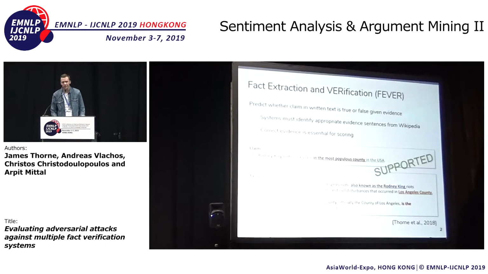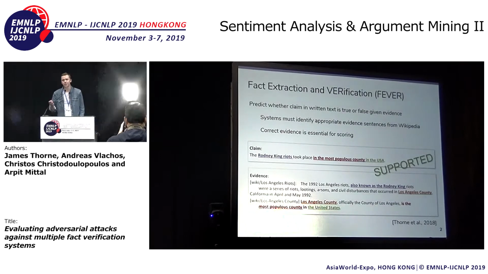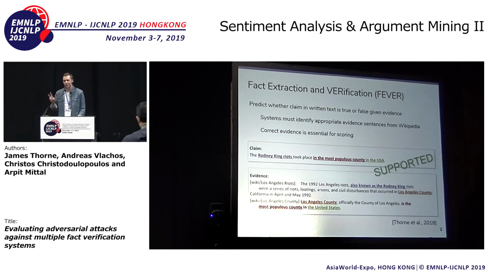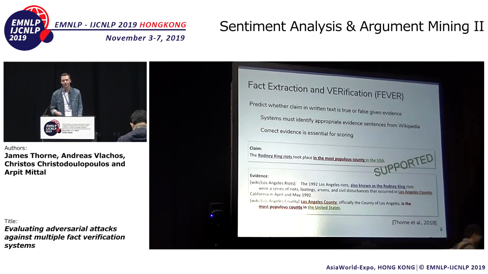So I'm going to start by introducing what fact verification is. This is a task where we want to predict whether a claim is true or false given evidence. The format of this task is in two stages. Firstly, the model is provided only with a claim, and it must identify evidence from Wikipedia at a sentence level. And then, once it has these sentences, it must predict whether the claim is supported or refuted given the sentences that have been returned, or return not enough information if there's no evidence retrieved from Wikipedia to support this claim.